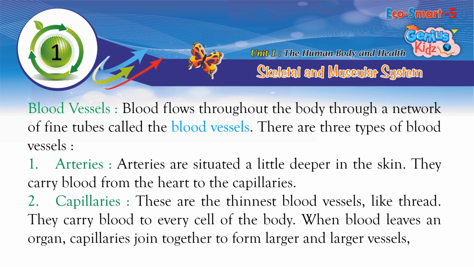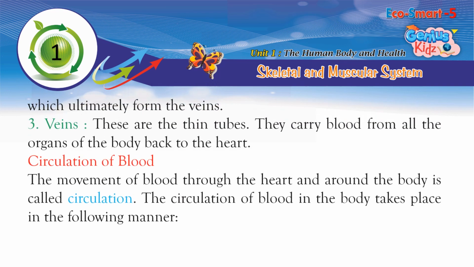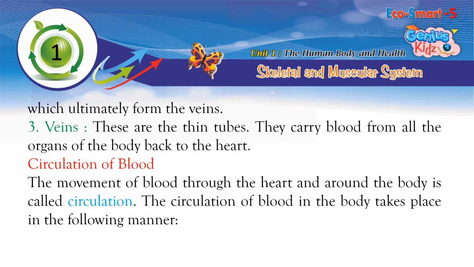When blood leaves an organ, capillaries join together to form larger and larger vessels, which ultimately form the veins. 3. Veins. These are thin tubes. They carry blood from all the organs of the body back to the heart.